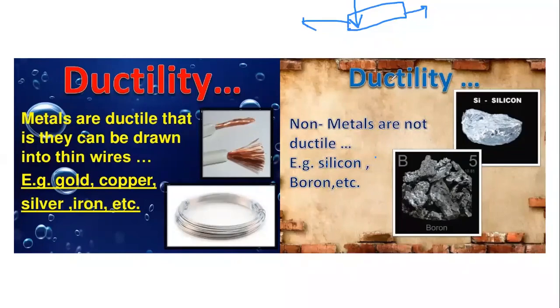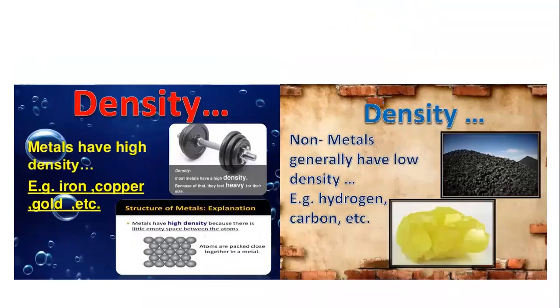Yes, its width will decrease. Right? So we have ductility when it is drawn into wires, and we have malleability when we hammer it. Right? Second is density. Metals are very dense.